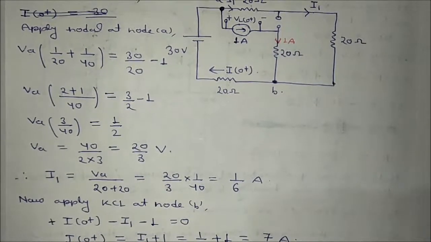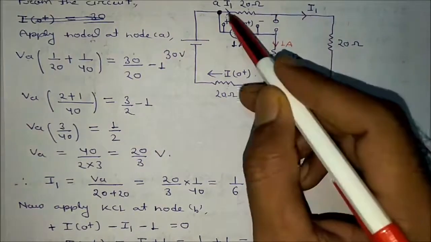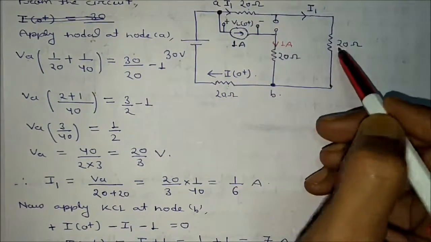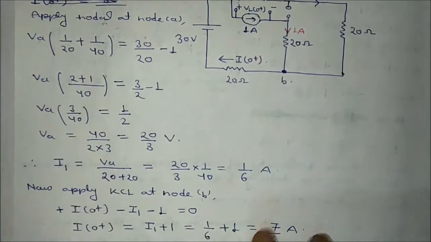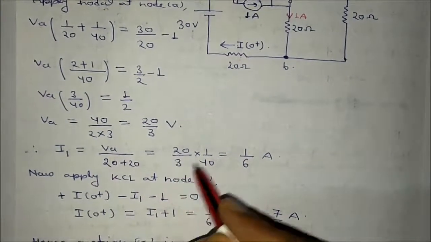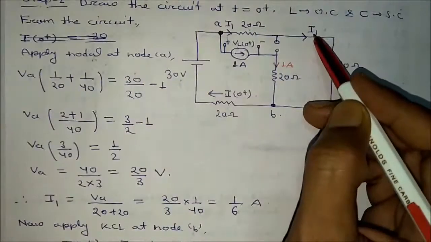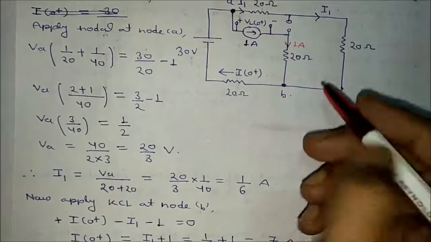Or you can do it by a different approach. You just find this current I1. I1 will be equal to VA divided by 20 plus 20, that is VA divided by 40, and VA is already known, 20 by 3, so that is 1 by 6 ampere. This current is 1 by 6 ampere. This current is 1 ampere.